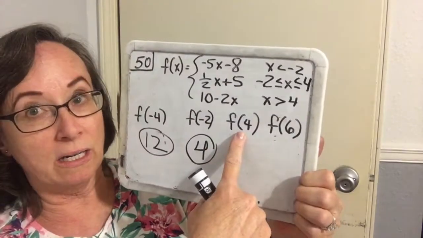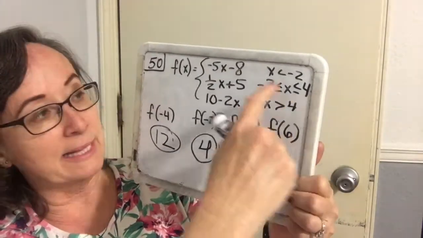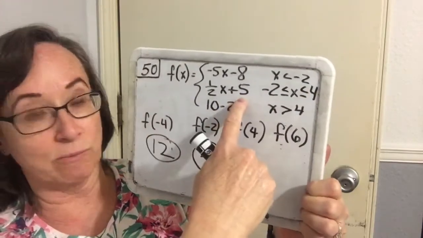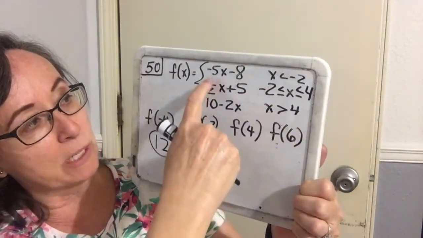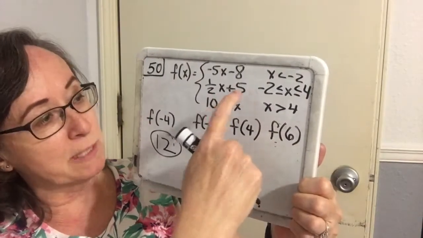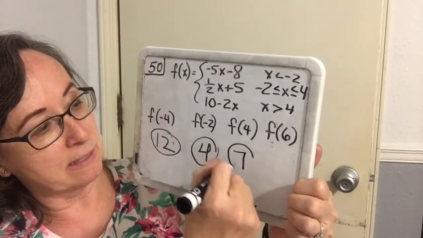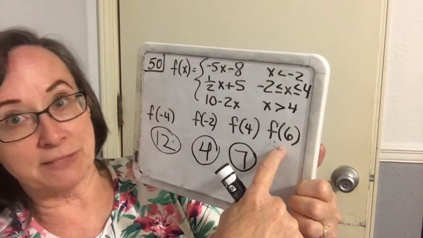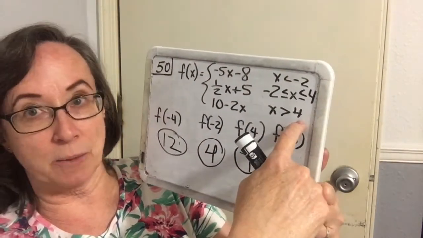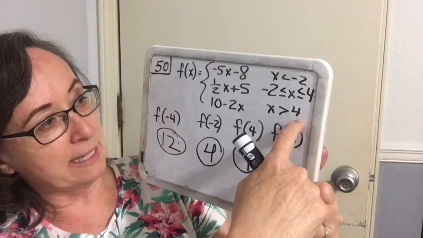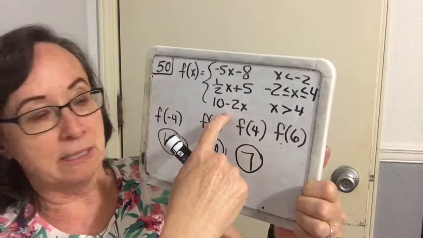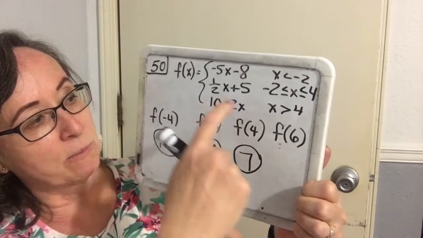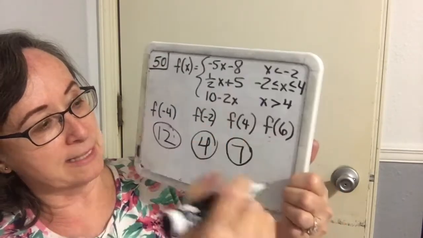The 4 is also in this region, so he's going to have to obey that rule. So when we plug in a 4, we get 1/2 of 4 is 2, plus 5 is 7. And then lastly, f of 6 is in this last little domain or kingdom over here. He's got to follow this rule. So we plug the 6 in for this x, and 10 take away 12 is a negative 2.